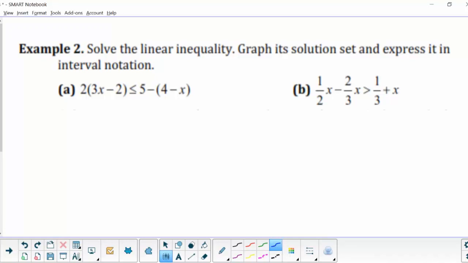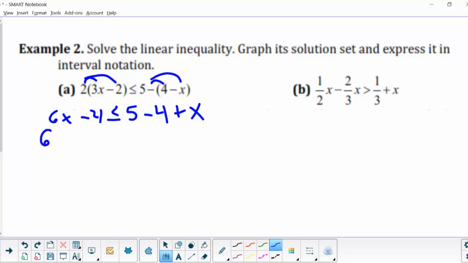All right, so same type of problems again. We're just practicing these skills a little bit more. So with A, we got to get rid of the parentheses. Let's distribute. That's going to give us 6x minus 4, less than 5. Now I got to distribute this negative sign. So we'd have negative 4 plus x. All right, so now let's combine like terms. So we got 6x minus 4 is less than or equal to 5 minus 4 is 1 plus x.